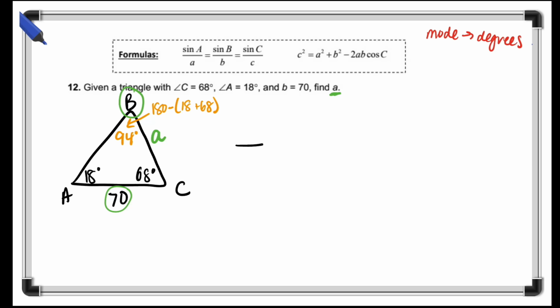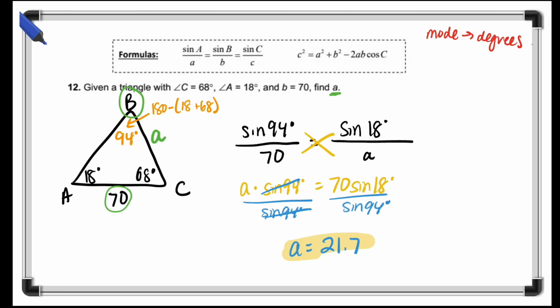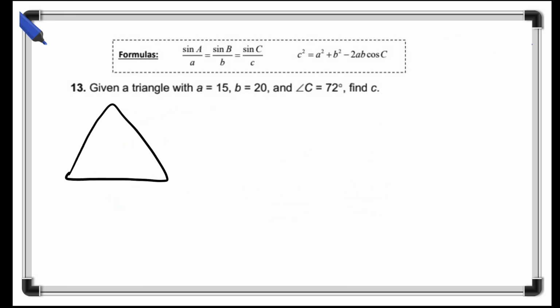So now let's figure out what our law of sines is. So with the information we've got sine of 94 degrees, and that's over the side 70. And then you have the sine of 18 degrees over side A. You are going to cross multiply, so you have A times sine of 94 is equal to 70 times the sine of 18. When you are solving, you're going to divide by the sine of 94. Plug that into your entire calculator. So A is 21.7.